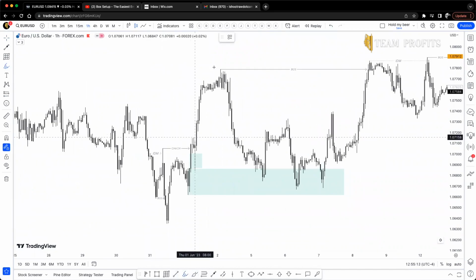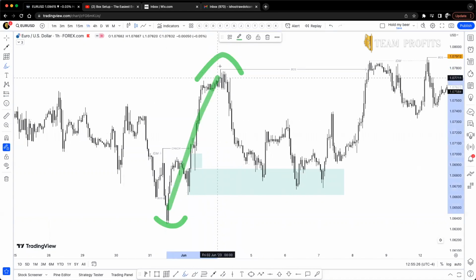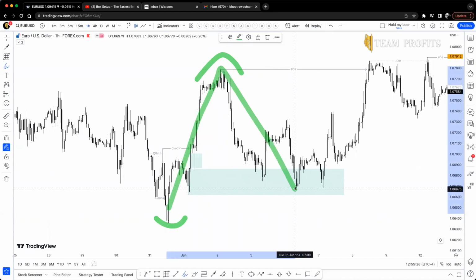This is the lowest point. We have an impulse. Since we have this impulse, this is our strong low. The market created the change of character. This is our weak high. Right? Price has an impulse, correction, and now breaks.